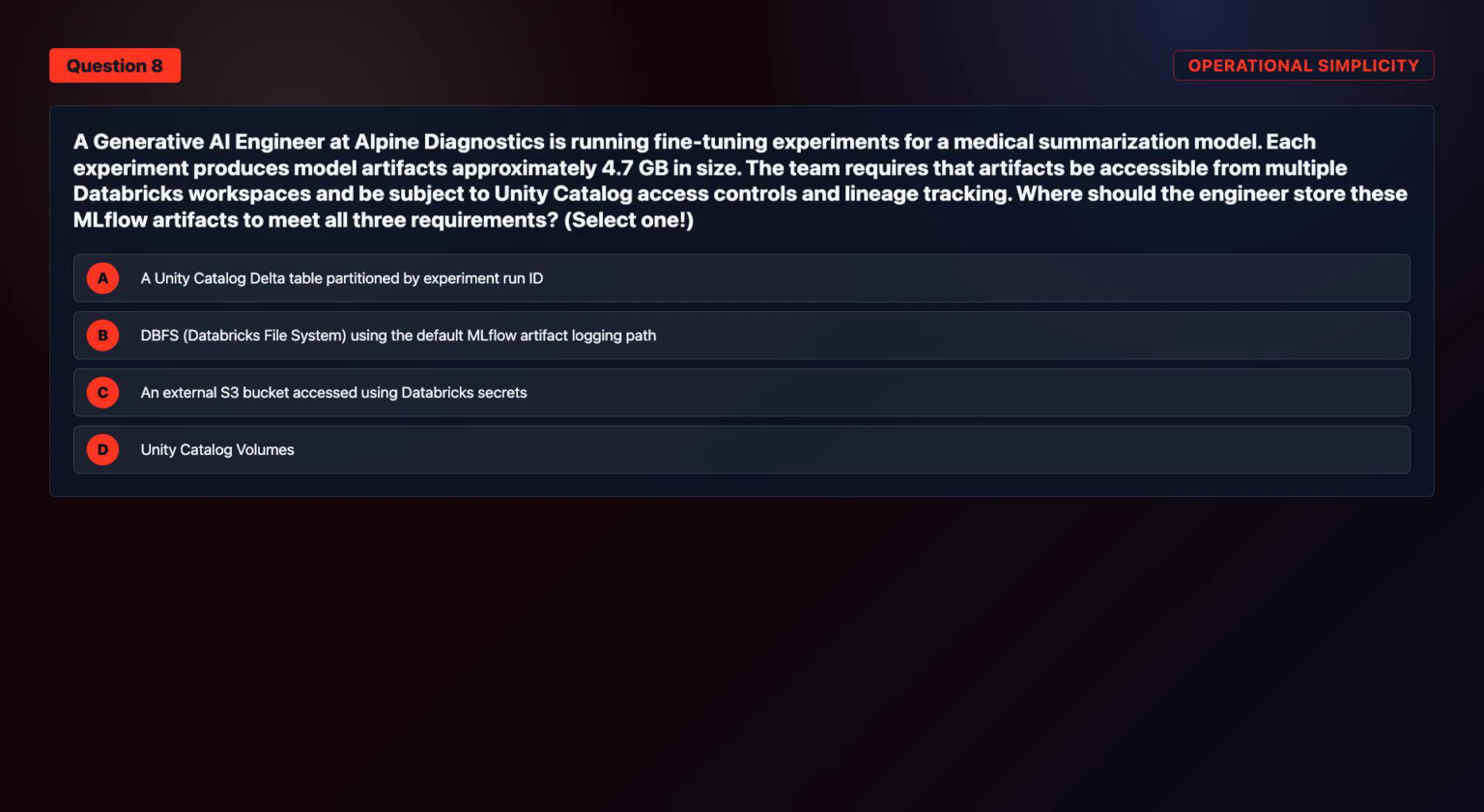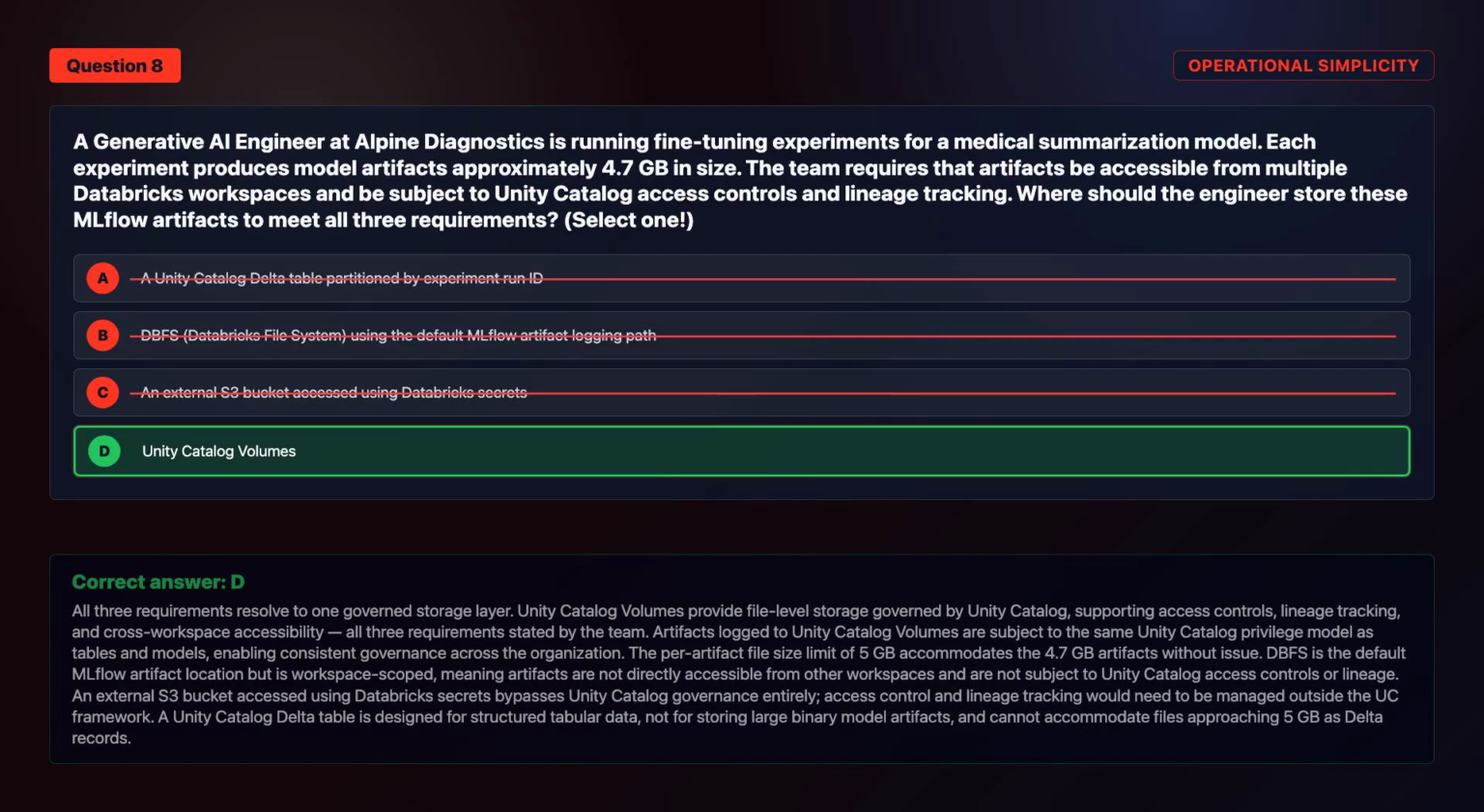Select one. Review the answer choices on screen. The correct answer is option D. All three requirements resolve to one governed storage layer. Unity Catalog volumes provide file-level storage governed by Unity Catalog, supporting access controls, lineage tracking, and cross-workspace accessibility. All three requirements stated by the team.